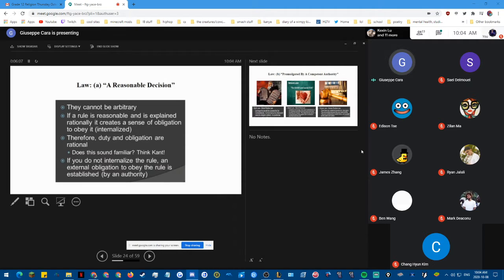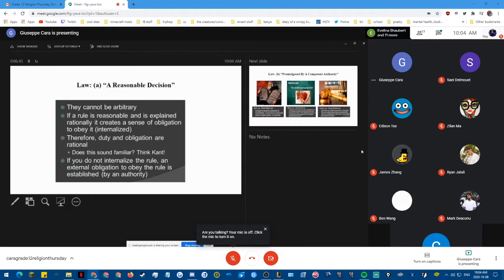If it's reasonable, it can't be arbitrary. If a rule is reasonable and is explained rationally, it creates a sense of obligation to obey it. It's internalized. Therefore, duty and obligation are rational. Does this sound familiar? Yeah, Immanuel Kant. If you do not internalize a rule, an external obligation to obey the rule is established by an authority. Way back in the first class I gave you, do we follow the rules because the gods give us, or do we follow the rules because they're right? And we're continuing that discussion here.